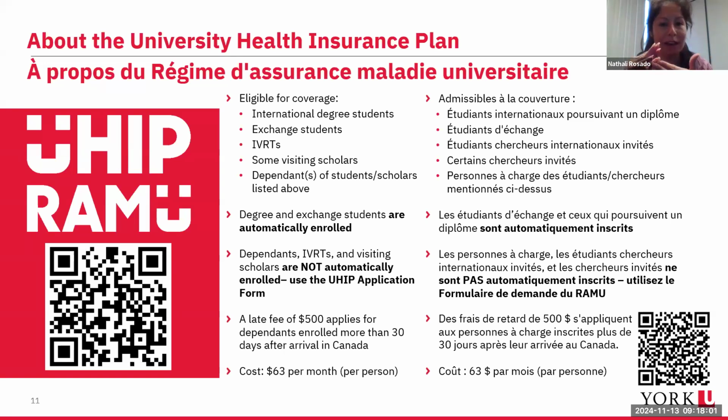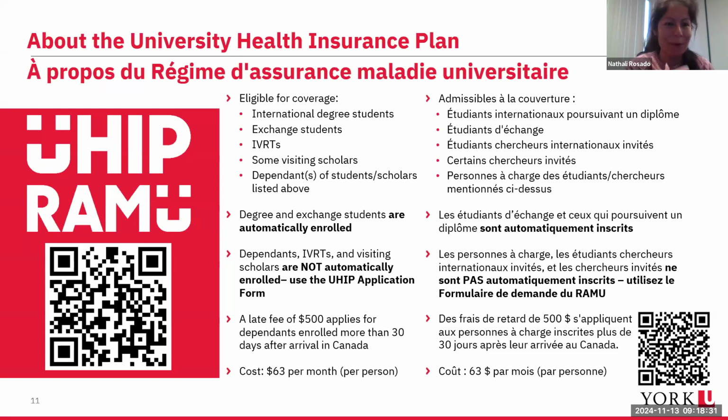Additionally, if you are in any of these categories and you have dependents, a dependent being a spouse or a child, then they are also eligible for UHIP coverage. If you do not fall under these categories, then you would not be able to receive a UHIP card. For instance, if you are pursuing a graduate certificate instead of a degree, then you would not be eligible for UHIP.